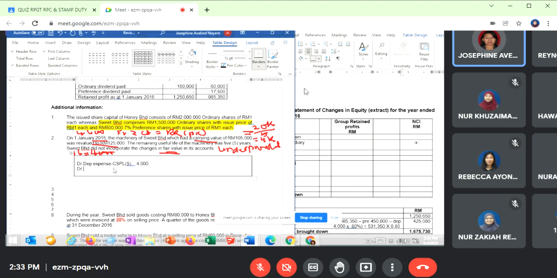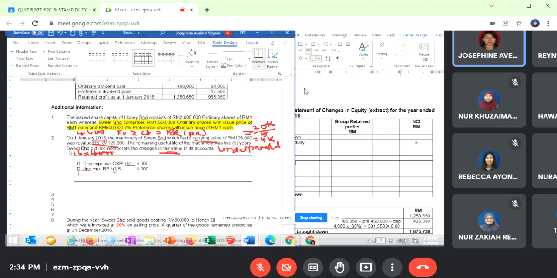Okay. And for the other year, which is 2015, you're going to debit that to the retained profit brought forward. Okay, and that is also 4,000 for the depreciation. Right, another 4,000. Okay, then we credit the accumulated depreciation for this machine. Okay, so cost for machine, that one will go to the statement of financial position.